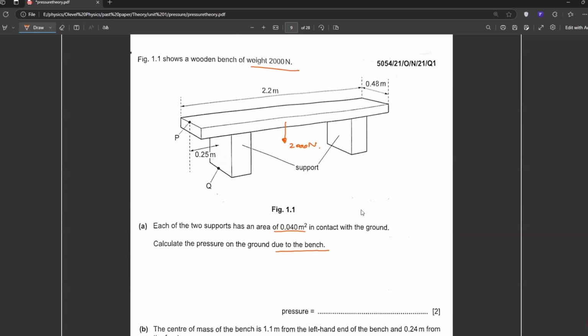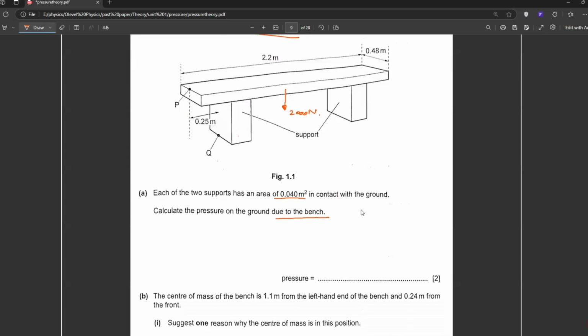So this weight of 2000 Newton gets divided among the two supports. Let's say this support will be experiencing 1000 Newton. This support will be supporting 1000 Newton as well. Can you calculate the pressure? Yes, pressure is equal to force over area. What is your force on each support? 1000. What is your area of each support? 0.04. 1000 divided by 0.04. This comes out to be 25,000 pascals. Simple as that.